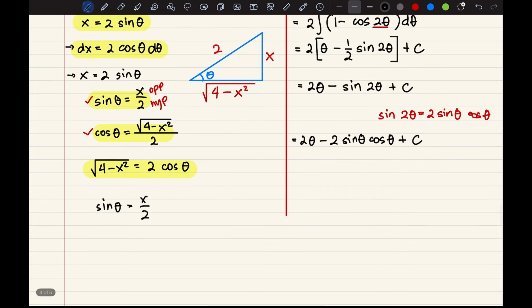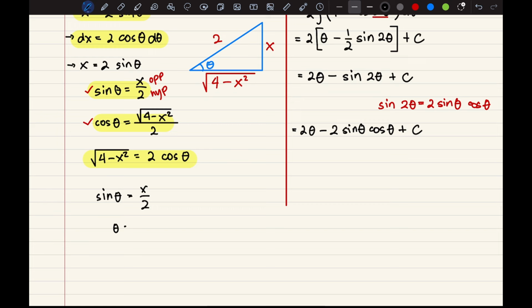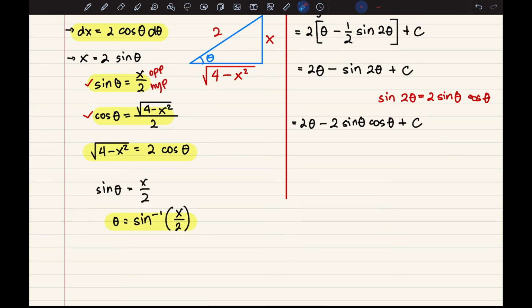So getting the arcsine of both sides, we have theta is equal to arcsine of x all over 2. So this is now our substitution for theta. We could also use cosine theta, but since we used x equals 2 sine theta in the original substitution, what we will use for theta will be derived from the sine function. Okay, so we now have theta, sine theta, and cosine theta.